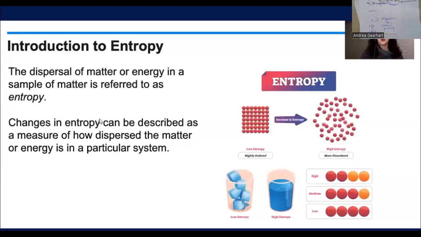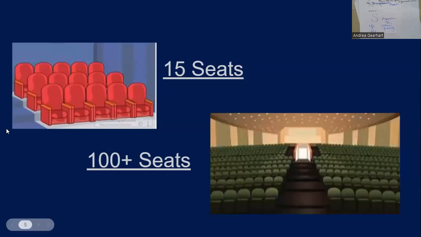So entropy, the dispersal of matter or energy. For example, if we have a particular diagram showing us the solid state, and then the gaseous state, we would say this is more dispersed than that. But I think this next example gets us a little bit better at dispersion, or positional probability.